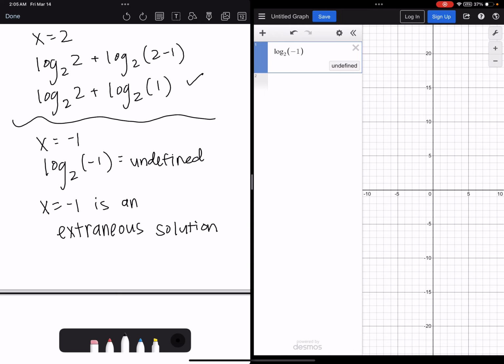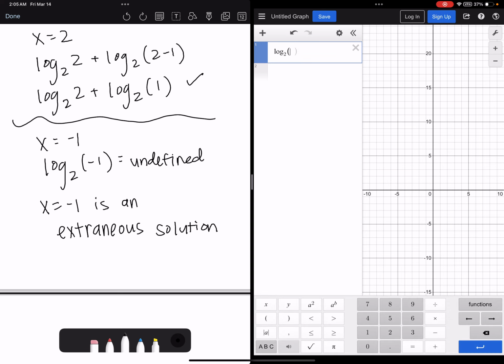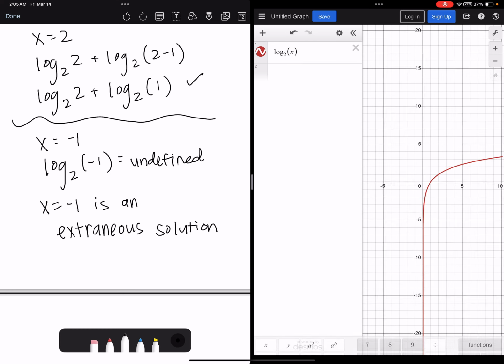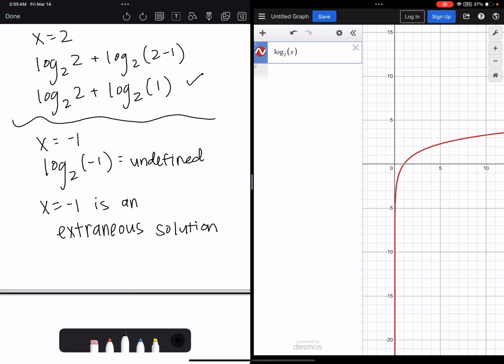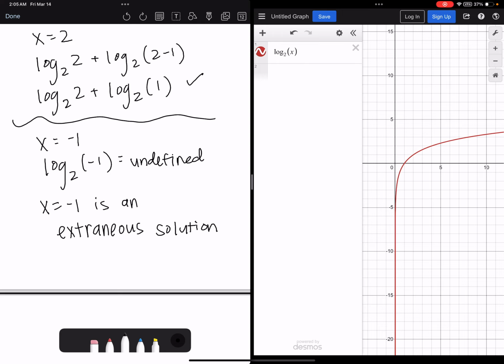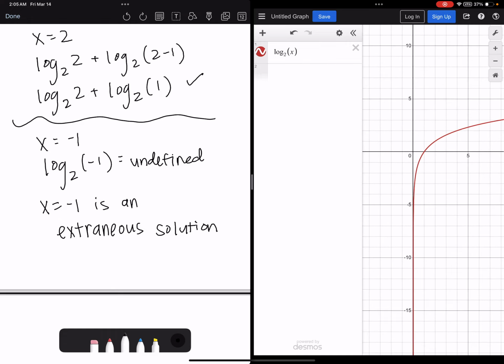So I'm going to remind you what the graph of a log looks like. So it looks like this. There's an asymptote on the y-axis if there's no transformations. So that means that if you get any number that is 0 or less, 0 is also an extraneous solution because there's an asymptote. You can never have an x value of 0 that has a y value.